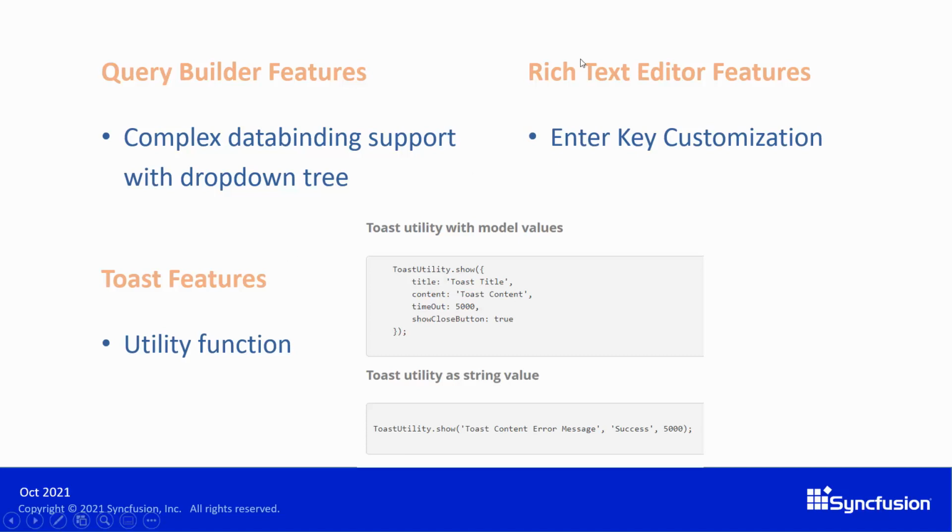Before that, let me list out other features in this slide, like enter key customization feature has been added to rich text editor. So I'll show an individual example for this component as well. And to the toast component, utility function has been added. So now you can easily display a simple toast in any of your required place just by calling this utility function. So now let's look on to the demos for query builder and rich text editor.